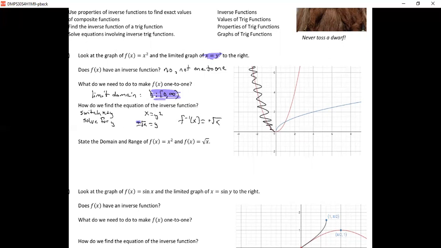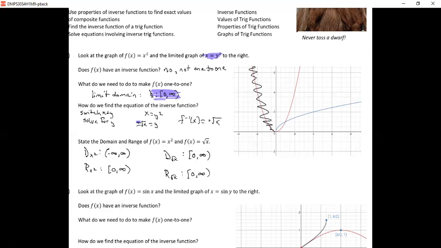Now, what's the domain and range of these two functions? The domain of x squared is going to be from negative infinity to infinity, because this is the unlimited domain. The range of x squared is going to be from 0 to infinity. The domain of the square root of x is 0 to infinity, and the range of the square root of x is also 0 to infinity.